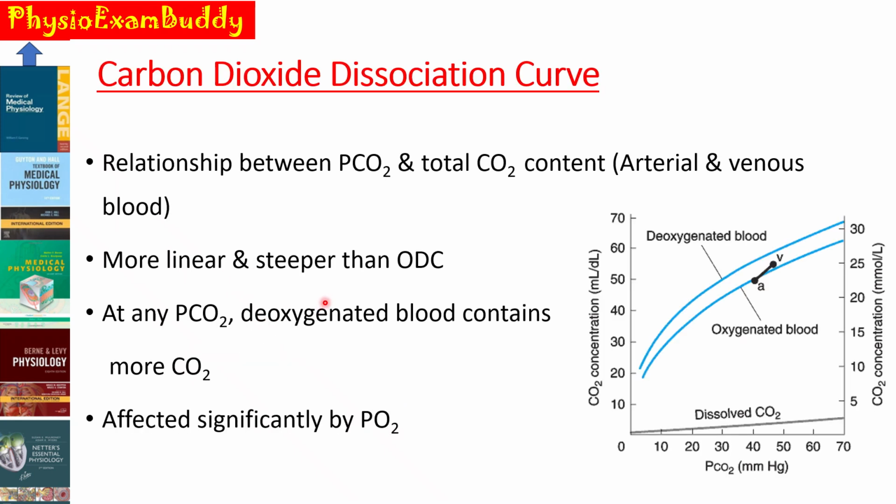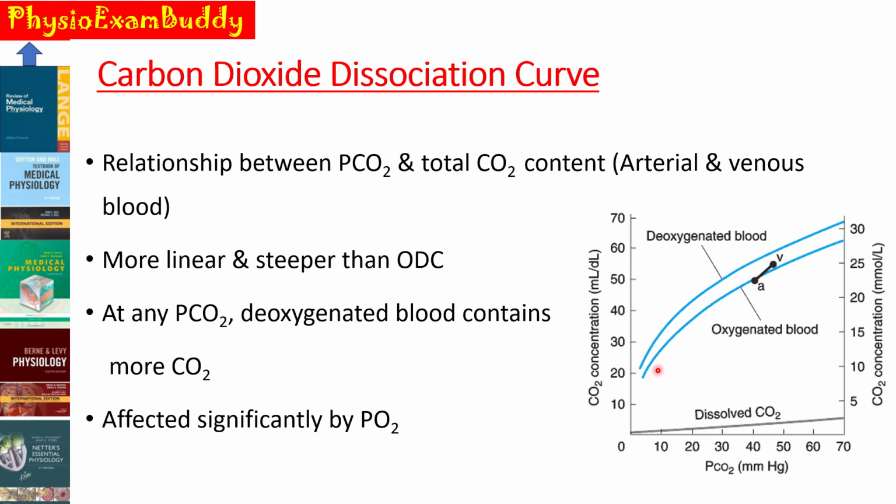Now we will see what is this carbon dioxide dissociation curve. This curve gives the relationship between the PCO2 as well as the total carbon dioxide content in both the arterial as well as the venous blood. So here the blood is exposed to various carbon dioxide tensions and the corresponding carbon dioxide content is determined, and the graph is plotted with PCO2 on the x-axis and carbon dioxide content on the y-axis for both the venous blood as well as the arterial blood.